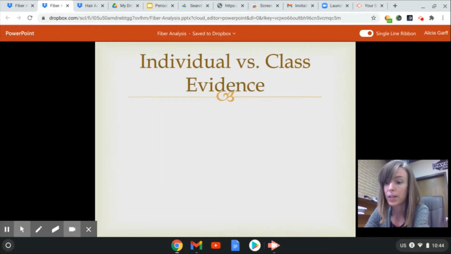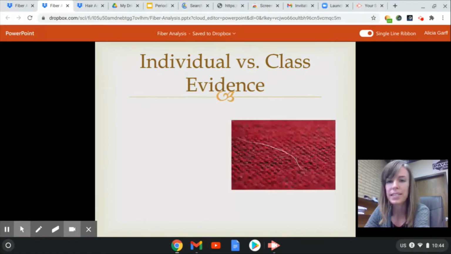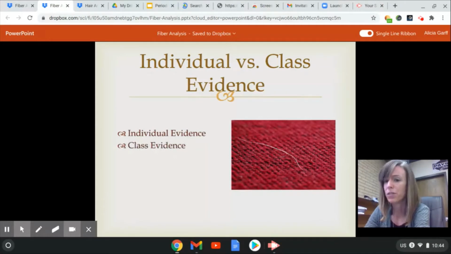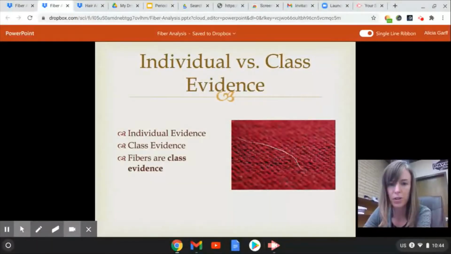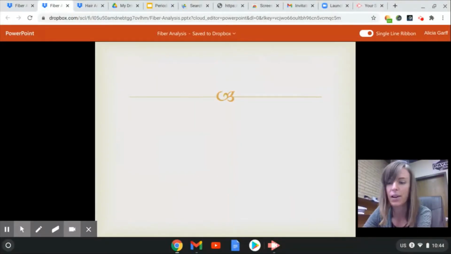So fibers, as you probably can guess, when we talk about individual and class evidence, are going to be class evidence. So remember, individual evidence is evidence that you can tie back to a specific person, and class evidence is evidence that you can only tie back to a group of people. So a fiber does not belong to just one specific person. Like if you find a piece of white cotton, there could be many people who might be wearing a white cotton shirt. So fibers are class evidence, not individual evidence.